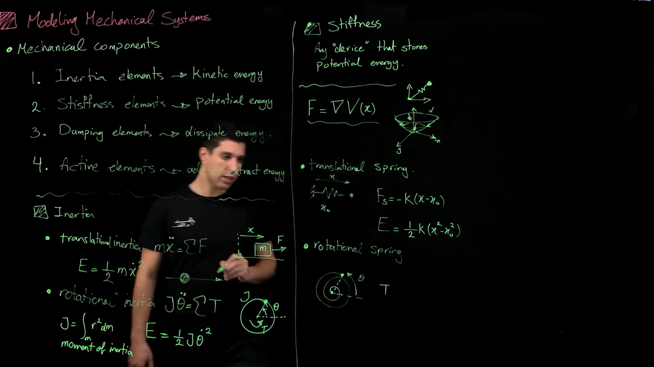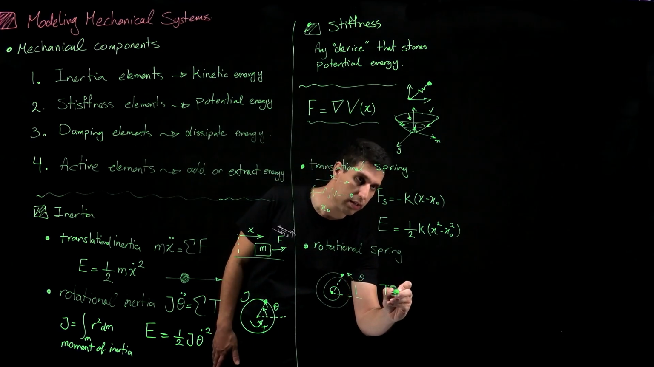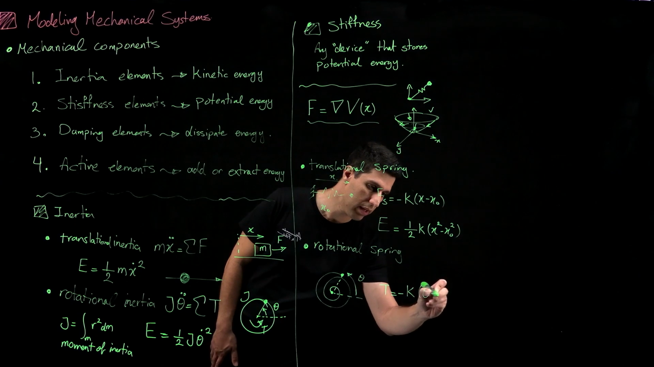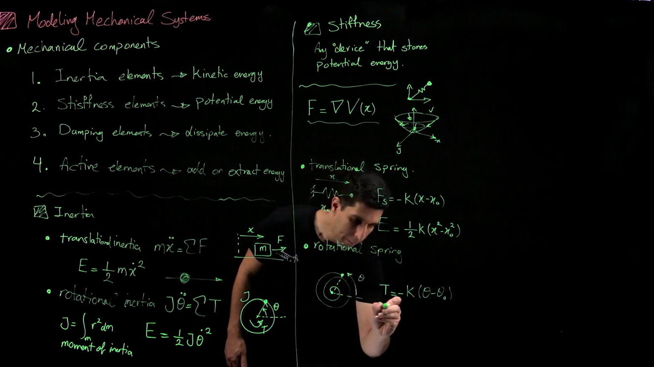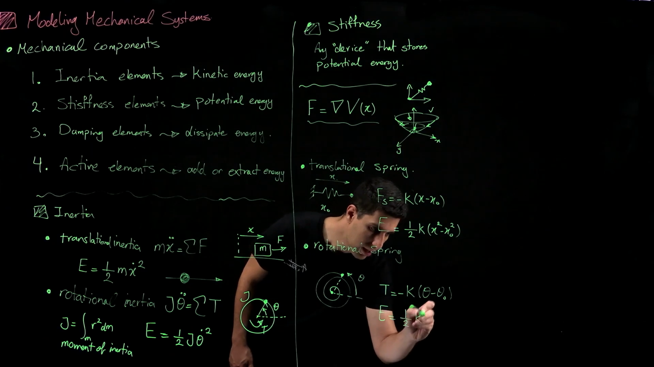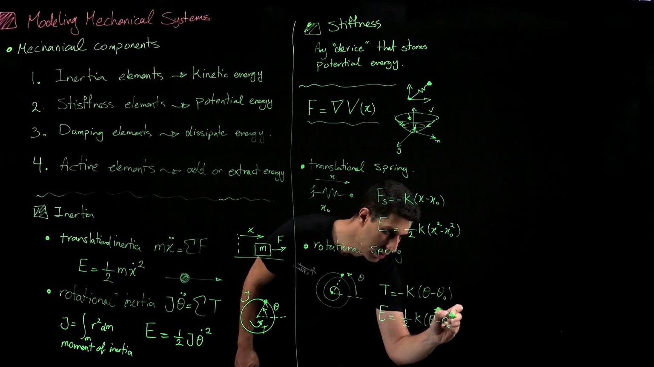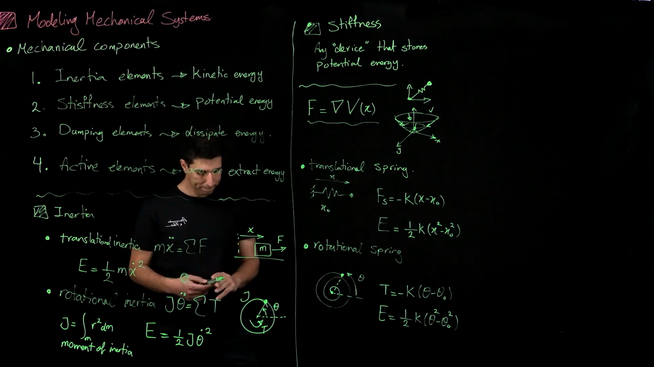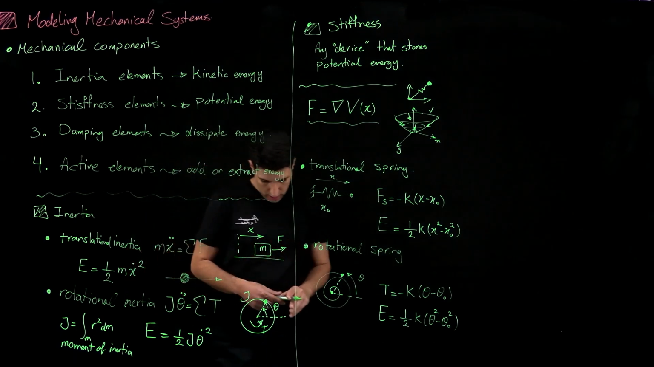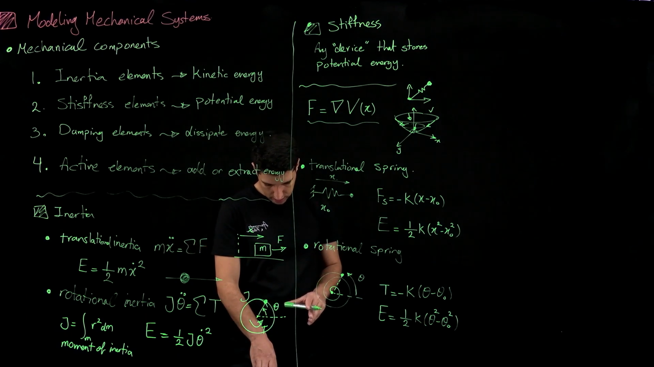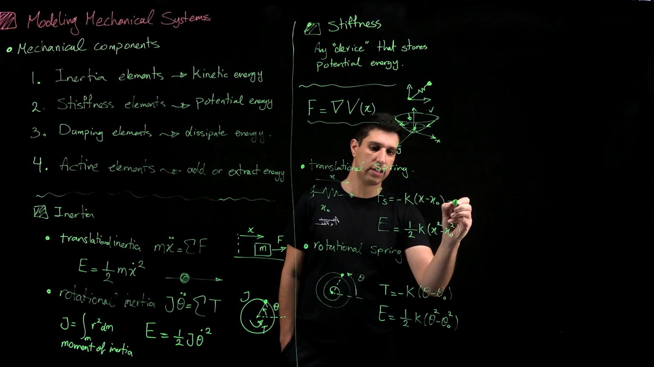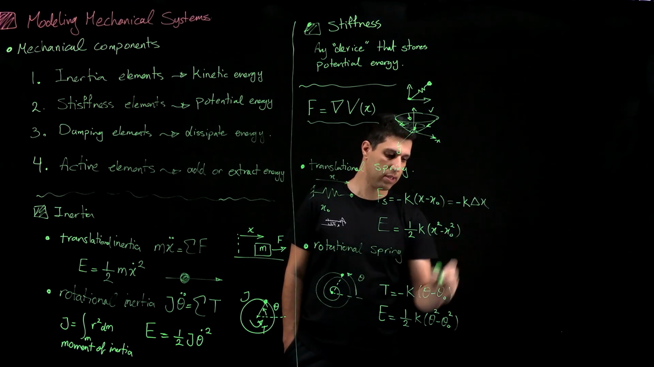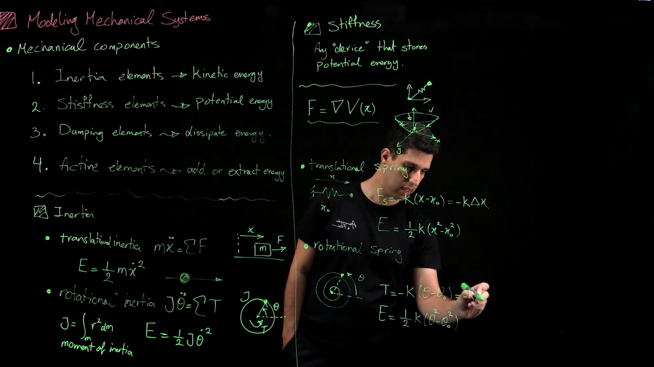And the torque in this case, because we are talking about rotations, torque of this spring is in a very similar form, k (theta minus theta naught). And theta naught is the resting state of the spring. And the energy is a half k (theta minus theta naught) squared. So let me put it here as minus k delta x. This is minus k delta theta.